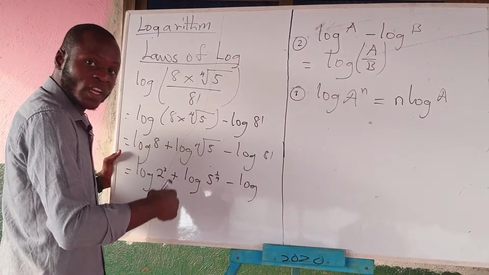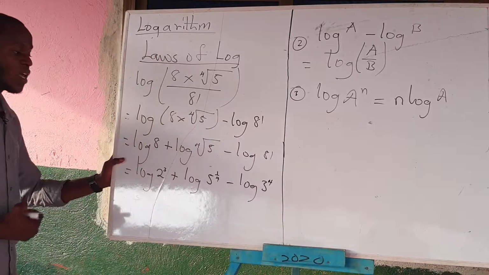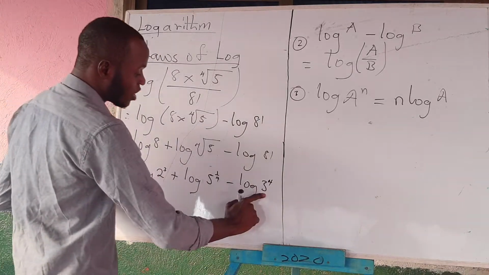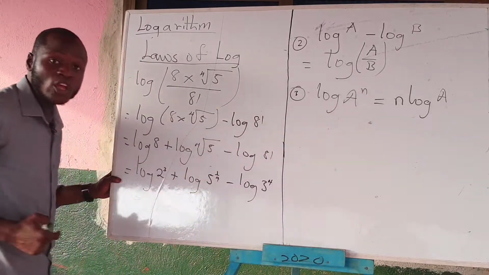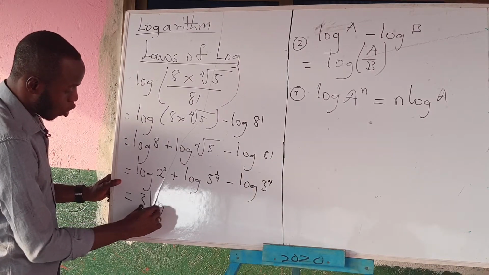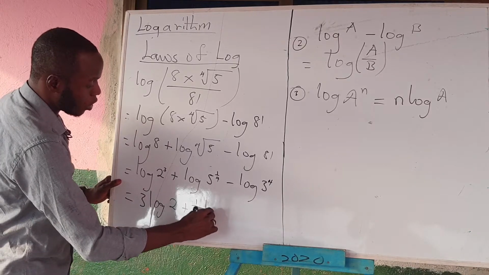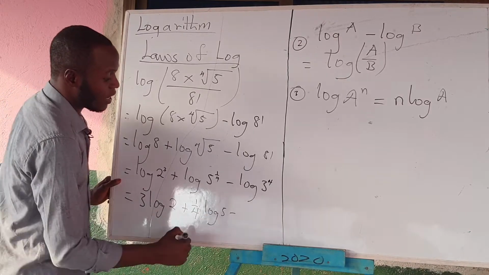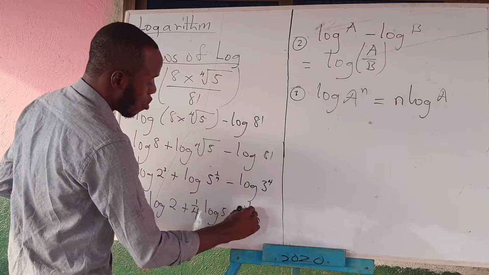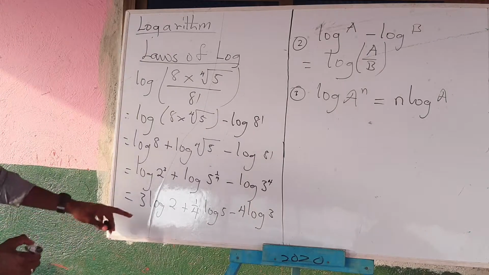We can express 81 in a power form, which is 3 to the power 4. So in this expression, we can apply the third rule of logarithm, which will be equal to 3 log 2 plus 1 over 4 log 5 minus 4 log 3. And this will bring us to the end of this question.